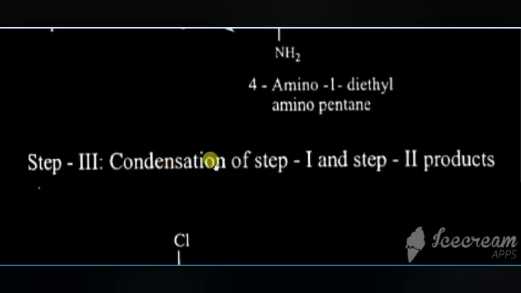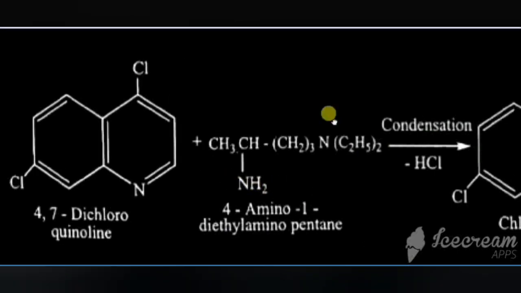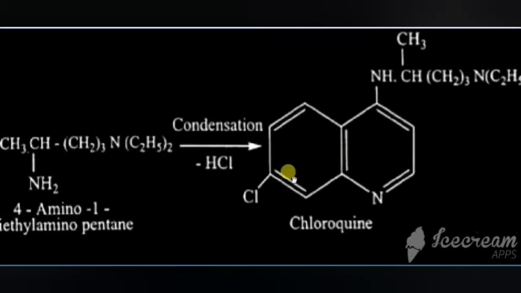Now the third step is condensation of the step 1 and step 2 products. So from step 1 we are getting 4,7-dichloroquinoline, and that one is treated with 4-amino-1-diethylaminopentane. On that addition, what happens? This Cl combines with H from here and is removed as HCl, that is why this NH has to connect with this carbon. So that is all. The rest is the same. So we are getting chloroquine. So that is the synthesis of chloroquine.